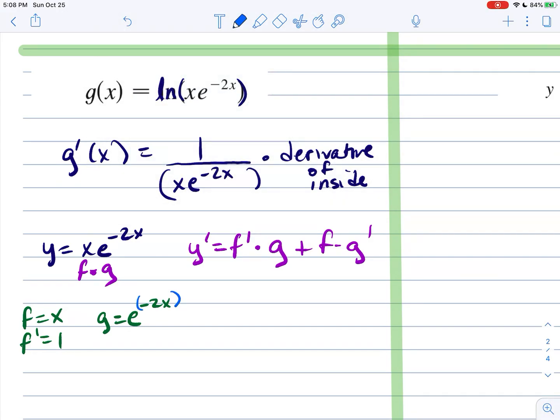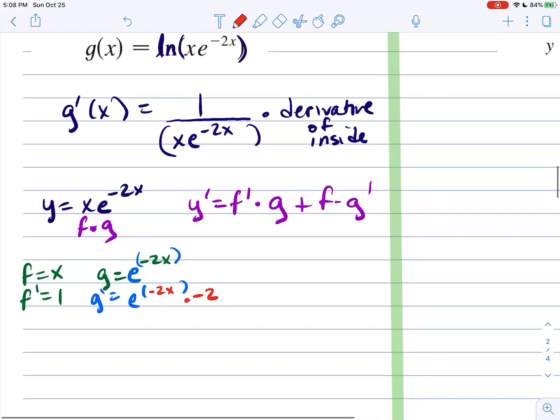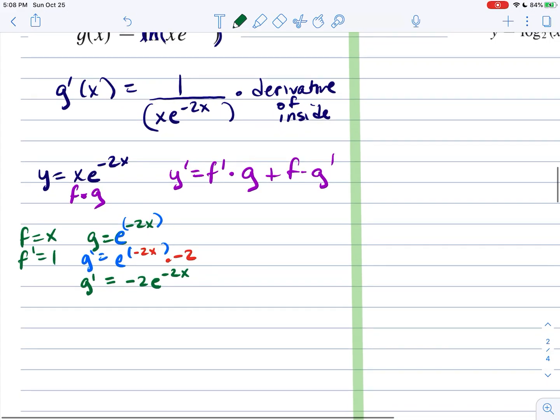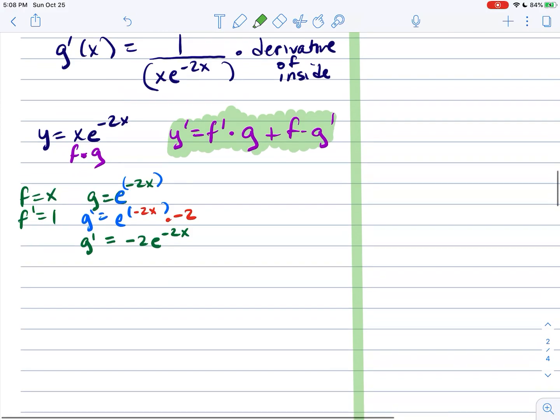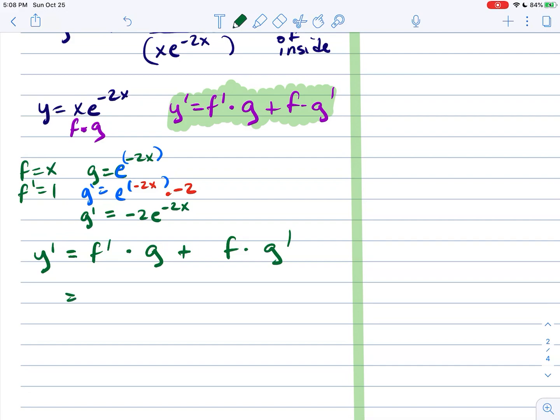And if g here is equal to e to the minus 2x, that itself is a chain rule. And I have my g prime is then going to be e to the x, but it's evaluated at the inside, but then times the derivative of the inside. So I have finally that my g prime is going to be minus 2e to the minus 2x. So now if I just take this formula here, which is the derivative of the inside, so it's a little complicated, I have my y prime equal to f prime times g plus f times g prime.